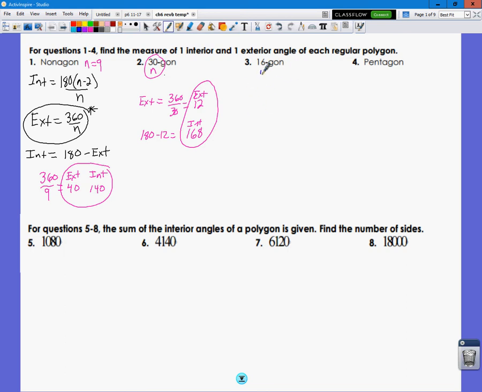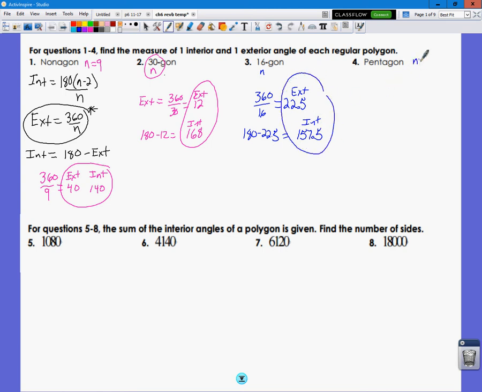N is obviously 16 in a 16-gon. So again, my exterior angle is going to be 360 divided by 16. My exterior angle is 22.5. There is nothing wrong with having a decimal. My interior angle would be 180 minus the 22.5. Obviously, if one of them came up with a decimal, the other one is going to as well. 157.5 would be my interior.